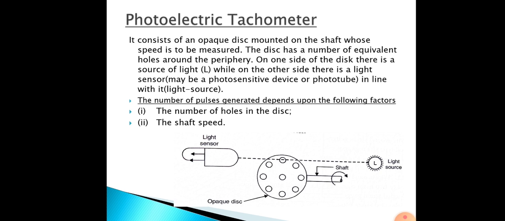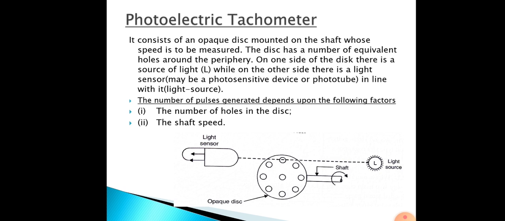But when the opaque portion of the disc comes in between, the light from the source is blocked. So when there is an opaque portion, the light will not reach the light sensor and there will be no pulse.